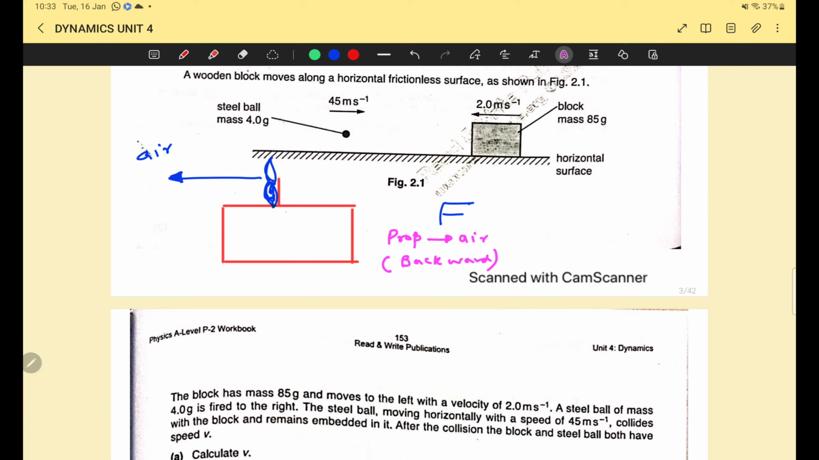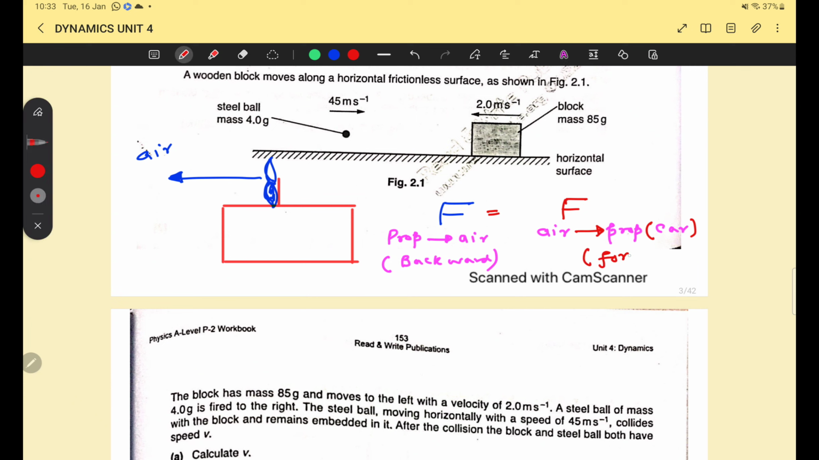So it is the action force. Then what will be the reaction? So the reaction is air will push the propeller, and the propeller is fit on the top of the car. So air actually pushes the propeller, and the car moves in the forward direction.